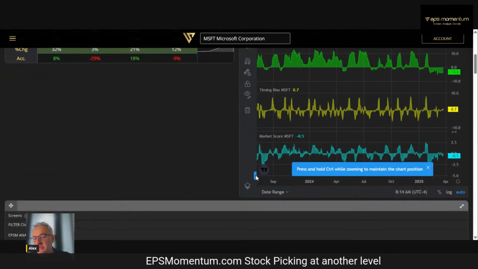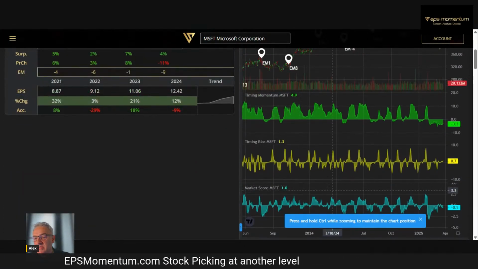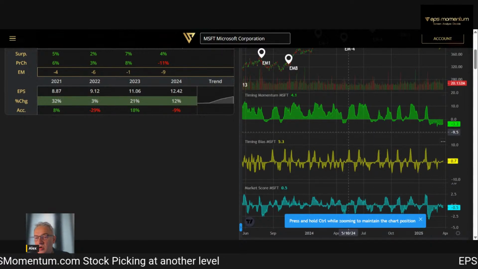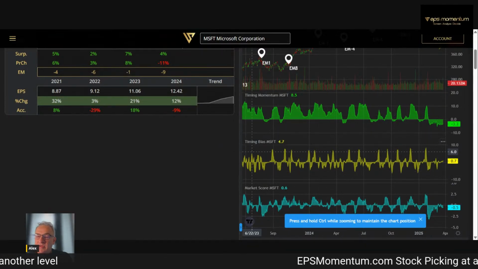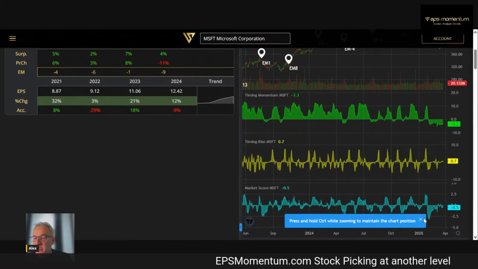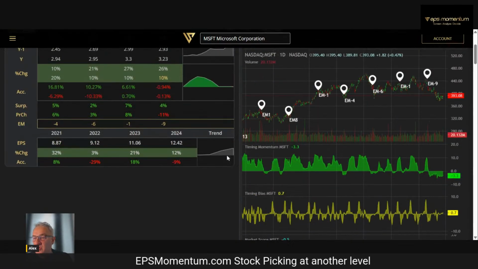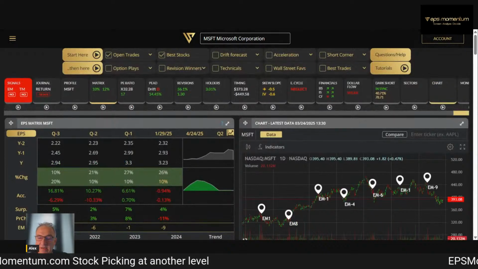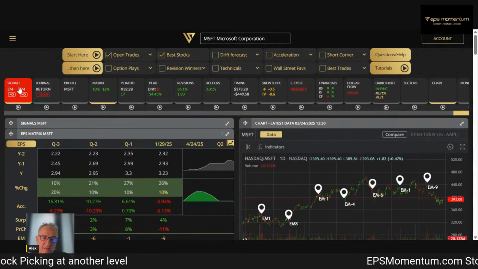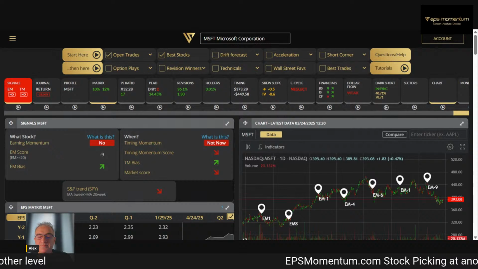And then the price action, which is summarized in the market score, timing, momentum, and timing bias, those three indicators. When they're all above 0, you get something interesting and maybe something you can focus on. Below 0, just ignore them, ignore the stock, and that's it. And that signal box will light up in red.